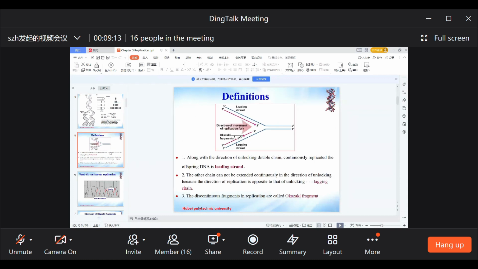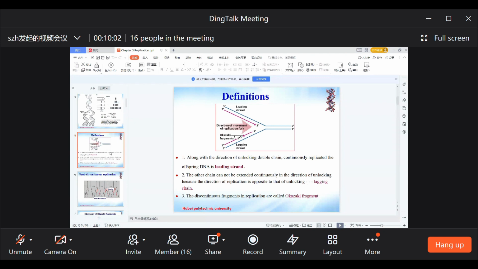In other words, this PPT reviews what we studied last time. For the newly produced DNA molecule, because the DNA polymerase has a special property, it only synthesizes from the 5' to 3' direction.